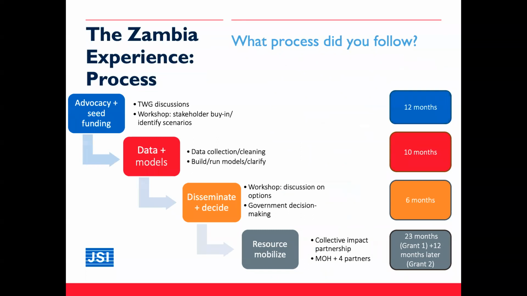So what were the major activities that you undertook? So I think about it really in 4 different categories: advocacy and seed funding, kind of planting the seed and seeing what we want to do; data and modeling; dissemination and making decisions; and then mobilizing resources. So starting at the beginning, the advocacy and seed funding, as I mentioned very briefly before, it started with the TechNet conference, where we saw results of the impact of system redesign in other countries.